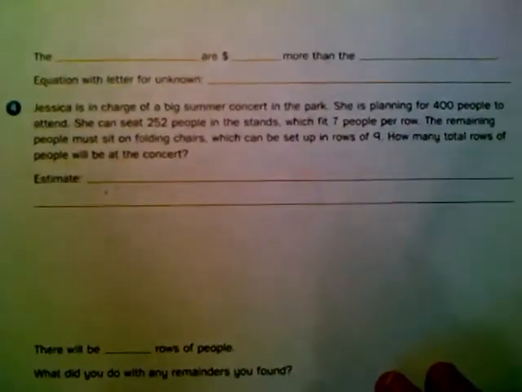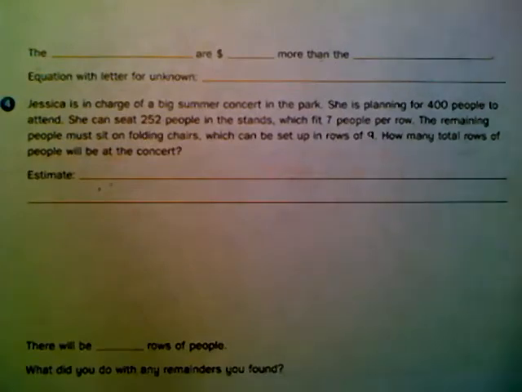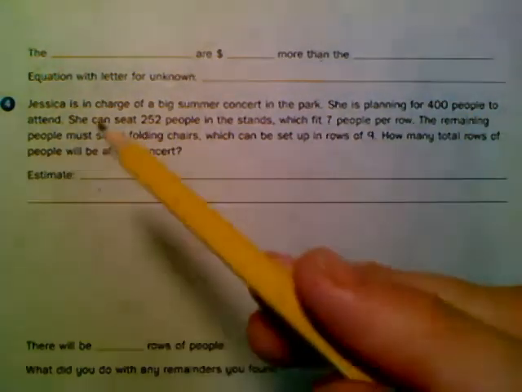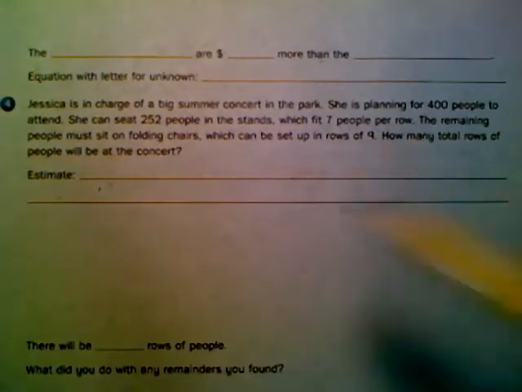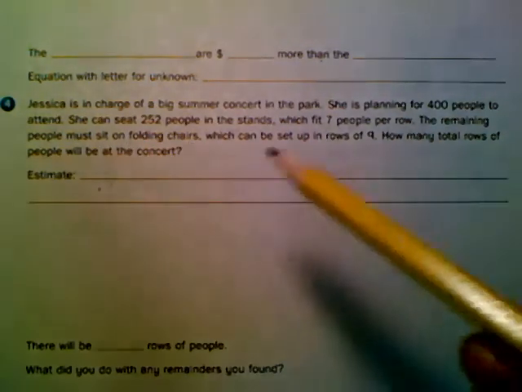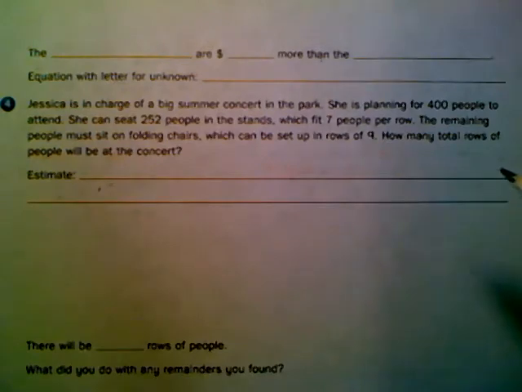Number 4. Jessica is in charge of a big summer concert in the park. She's planning for 400 people to attend. She can seat 252 people in the stands, which fit 7 people per row. The remaining people must sit on folding chairs, which can be set up in rows of 9. How many total rows of people will be at the concert?